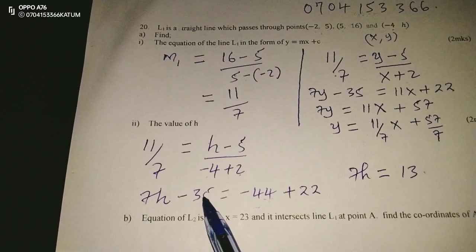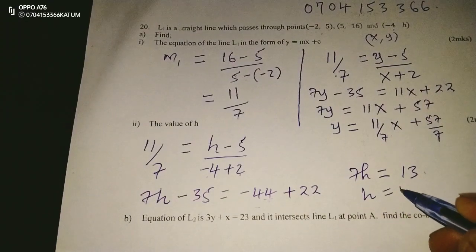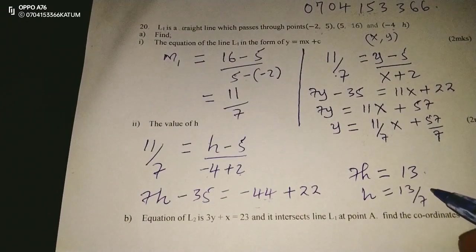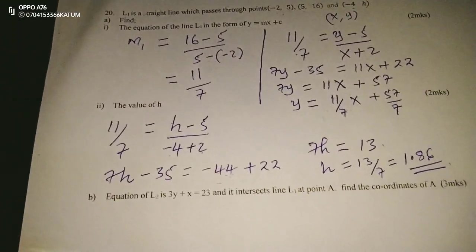Yes, we're getting 13. So that means the value of h will be 13 out of 7, which is going to be 1.86 to 2 decimal places. So that is going to be the value of h.